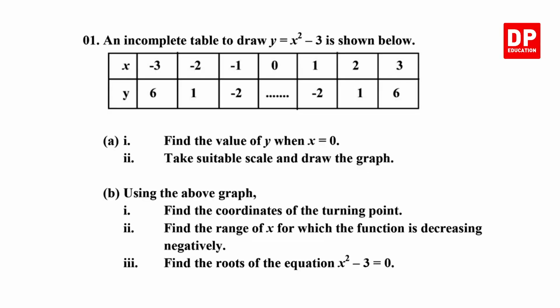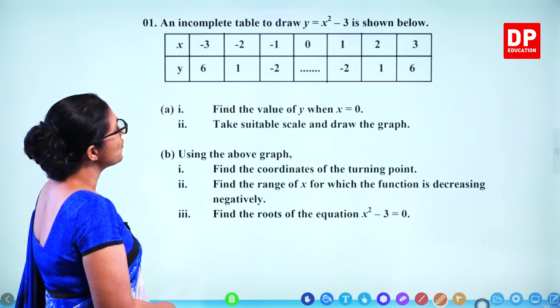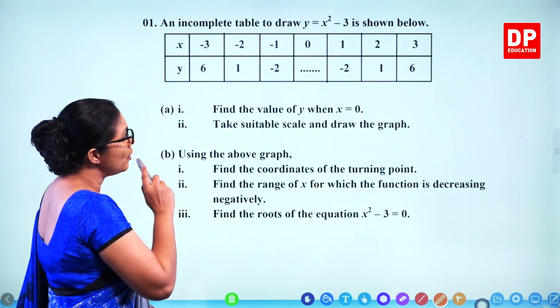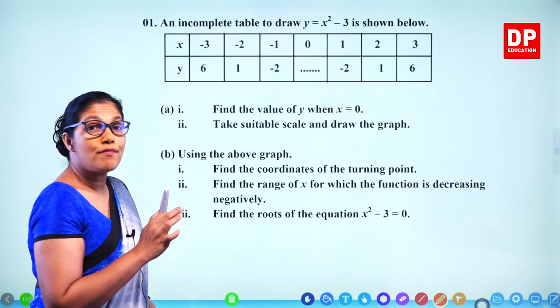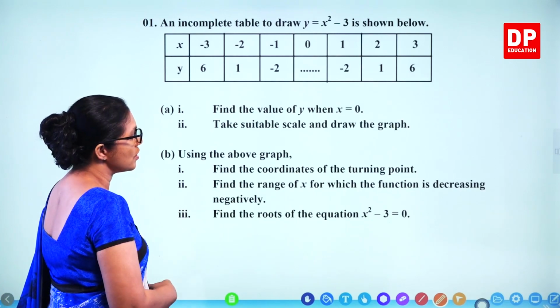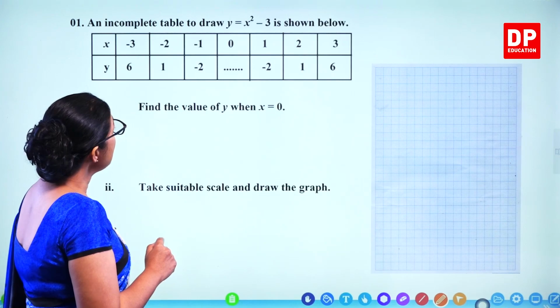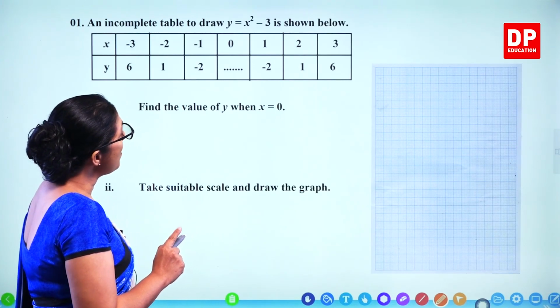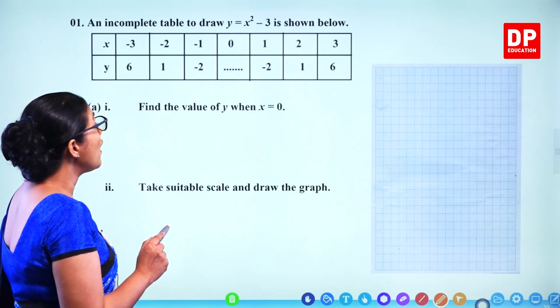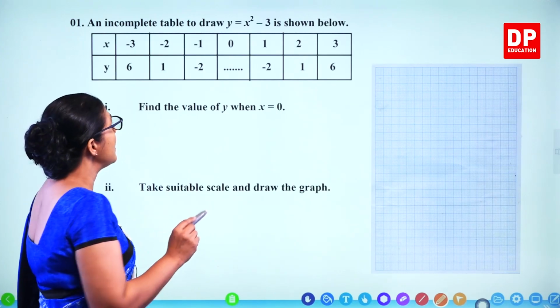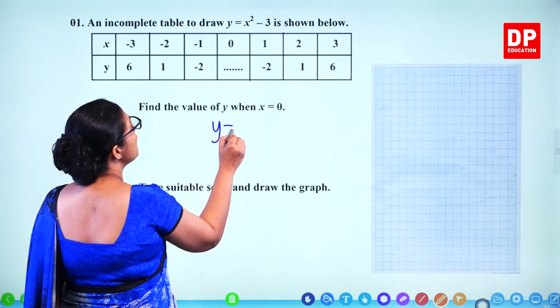Let's do question number 1 in paper 2. This is about quadratic graphs. So you have to find out the value and then draw the graph and answer the given questions. An incomplete table to draw y equals x squared minus 3 is shown below. Find the value of y when x equals 0. So you need to just substitute the value.